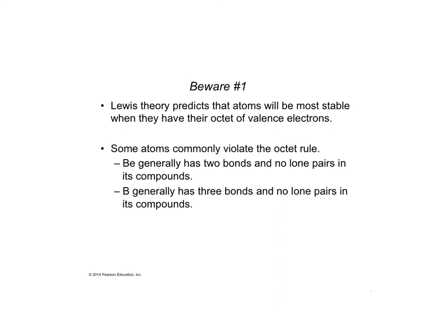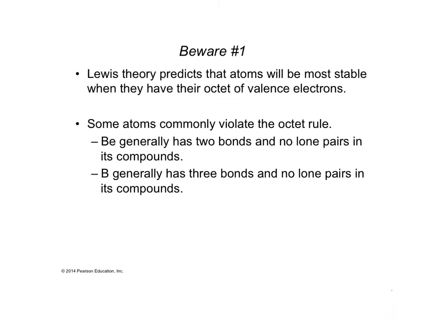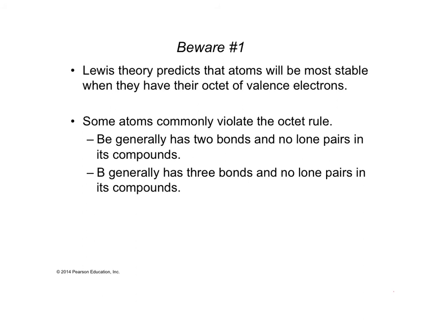The first one is the fact that, while we've said everything wants an octet of electrons, some things actually are okay with less than an octet of electrons. Those atoms, specifically, are beryllium and boron. If you have a compound where beryllium is the central atom, beryllium is actually happy with only 2 bonds to it and 4 total electrons around it. It does not need to have an octet.